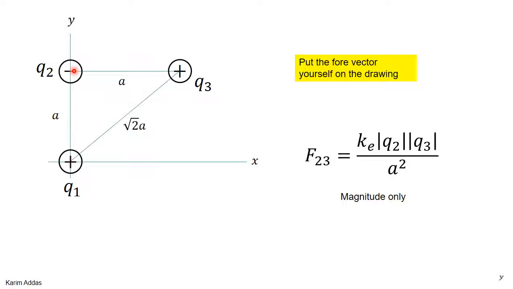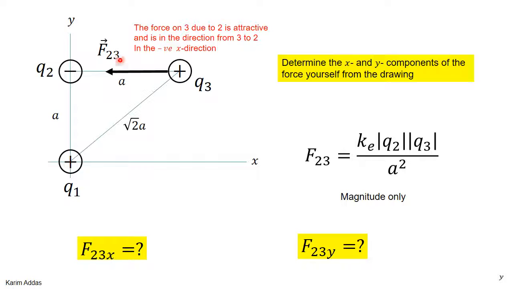You know there's a charge here, there's a charge here, they're along the same horizontal line. So how would you put the force on 3 due to 2 yourself? You know that opposite charges attract, so the force should be left. So yourself, you put this, that the force on 3 due to 2 is pointing to the left. Then you determine the x and y components of this force vector yourself from the drawing. Now you see there's no y component, so the y component of the force on 3 due to 2 is going to be 0.